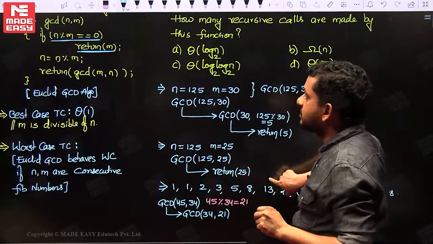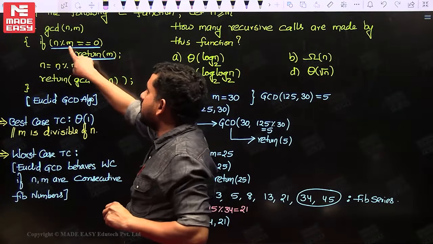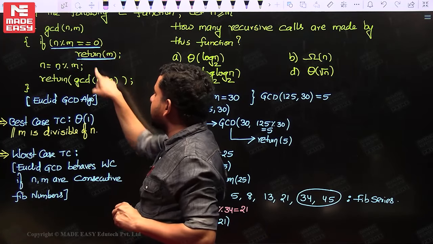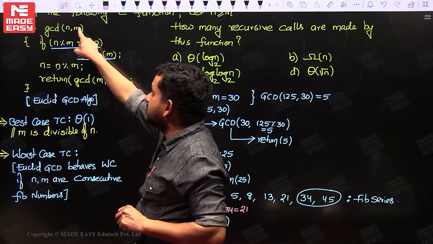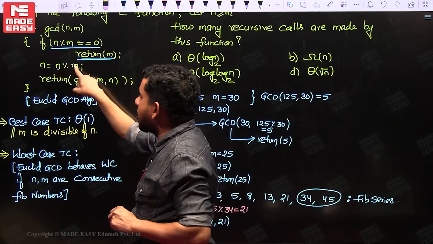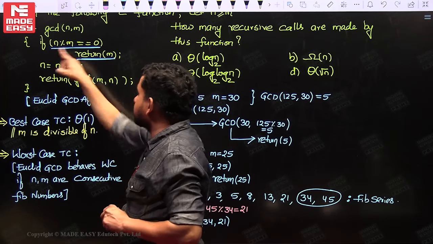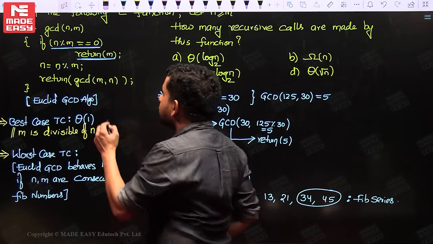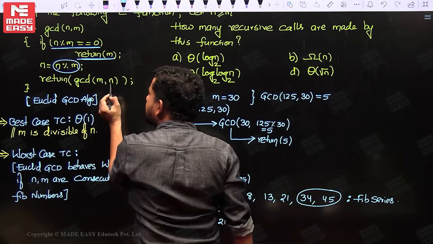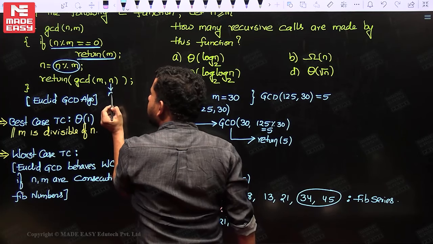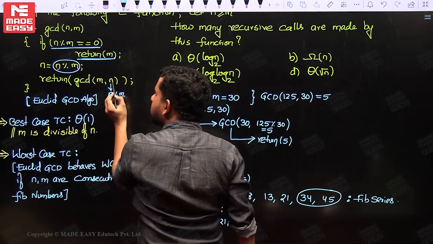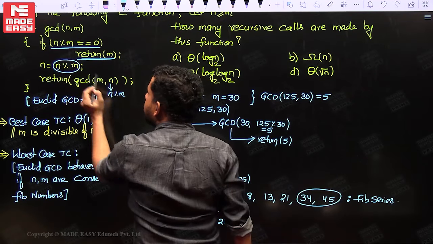Look at the algorithm once. If n modulus of m is not 0, this m becomes the first parameter. The second parameter, the smaller number m, becomes the first parameter, and n modulus of m is computed, which becomes the second parameter. So simply, you can replace the second value n with n modulus of m, and m becomes the first parameter.